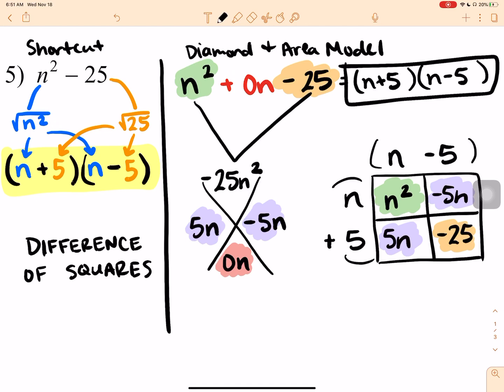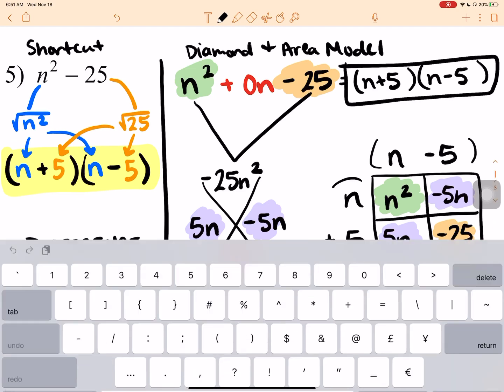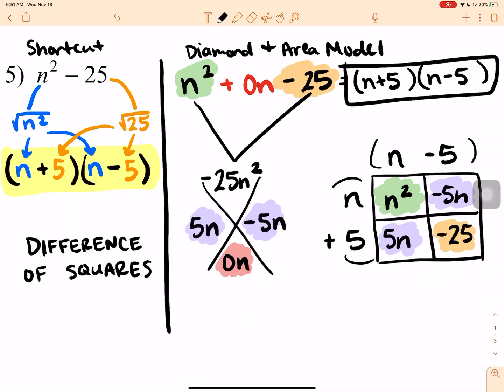But again, I highly recommend that you do not do the shortcut unless you are 100% sure that you see the pattern every time, and that you understand why we can use that shortcut for difference of squares. Okay?